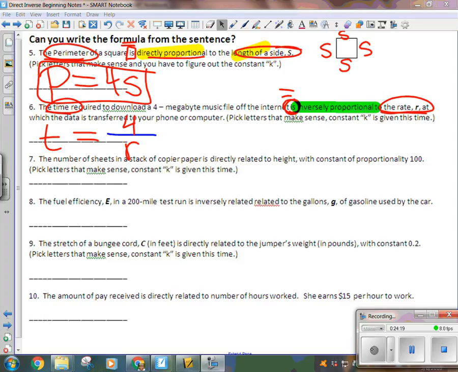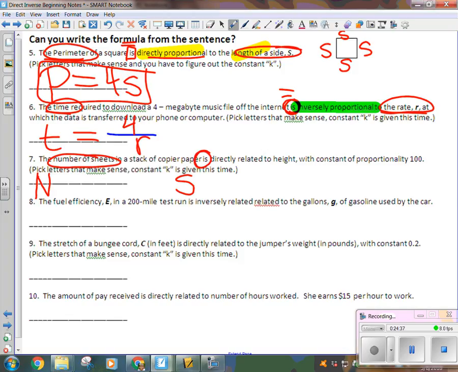Anybody want to tell us what you wrote for 7? Number of sheets in a stack. Okay, you could use an N if you like it for number. Did anybody use an S for sheets? In my other class, I had somebody use an S, which is okay because it didn't specify. You could choose whatever you think. Then I see is. What comes after that?